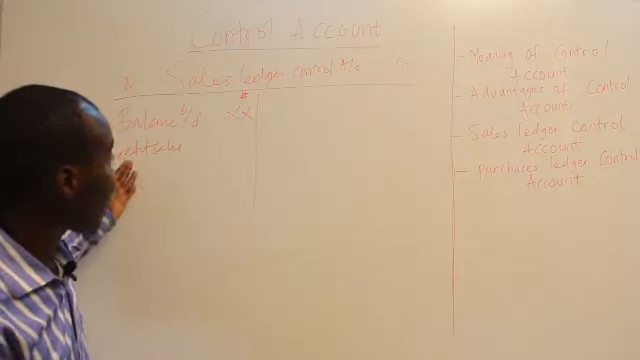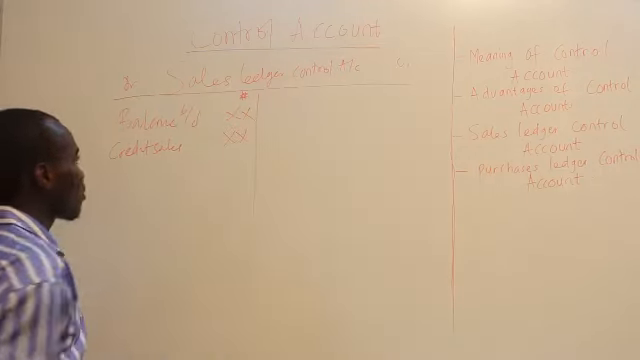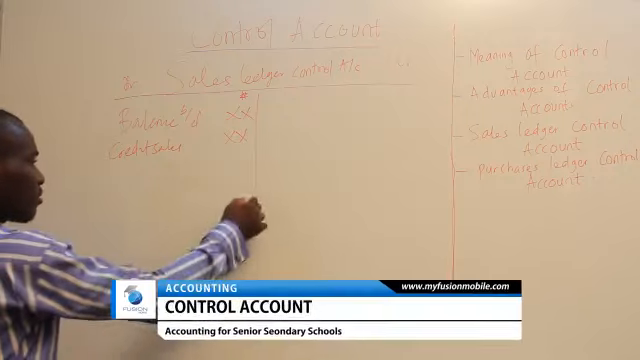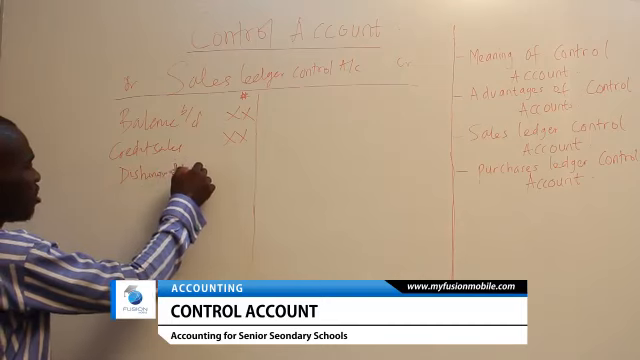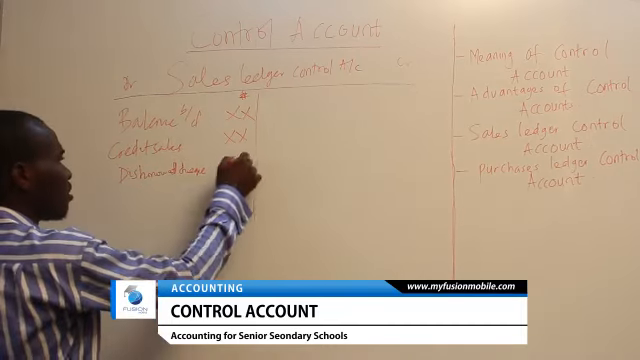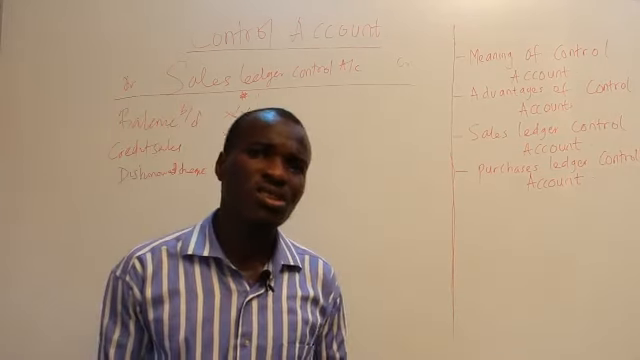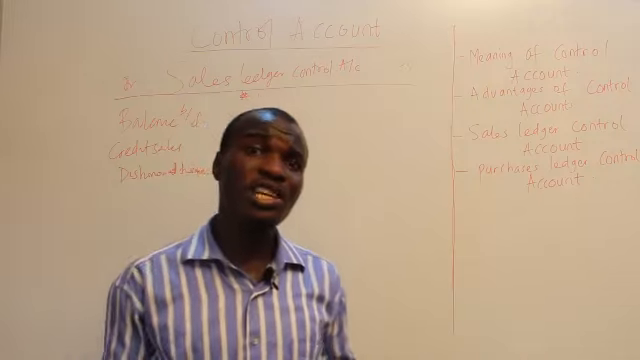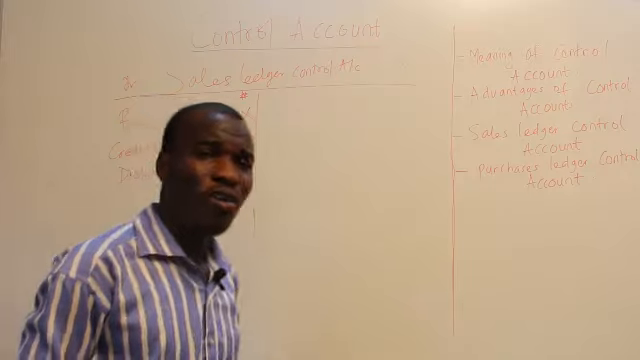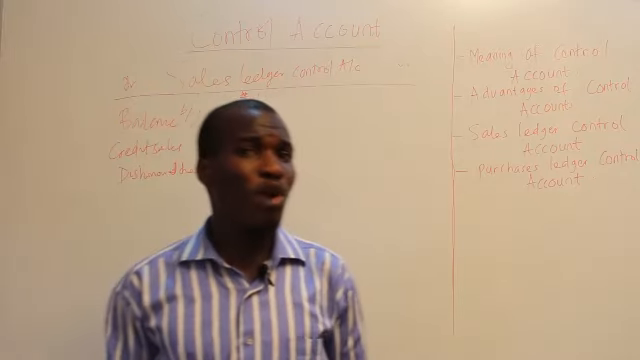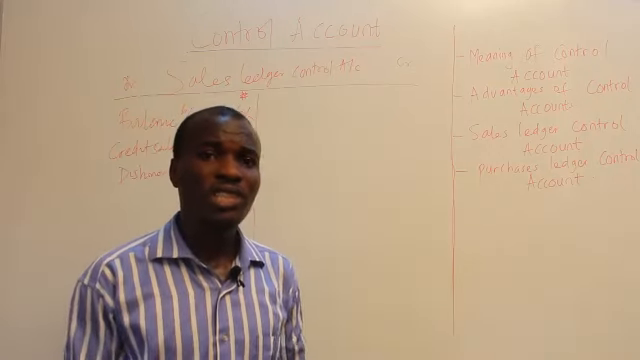Credit sales will go to the debit side of the sales ledger control account. So we have credit sales coming here, and again dishonored cheques. If the debtor sends you a cheque and the cheque is dishonored, it comes to the debit side of the sales ledger control account. If a customer sends you a cheque, you are going to credit the account of such a debtor. But if such a cheque is dishonored, what will you do immediately? You debit the personal account of the debtor.